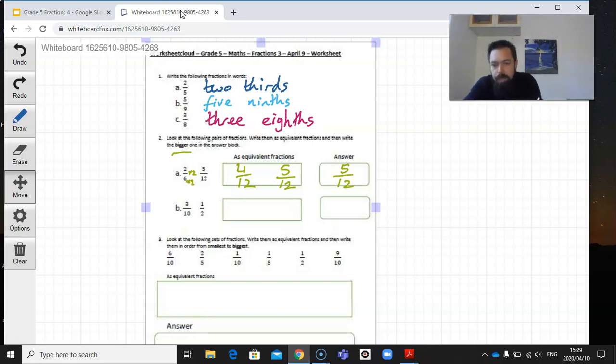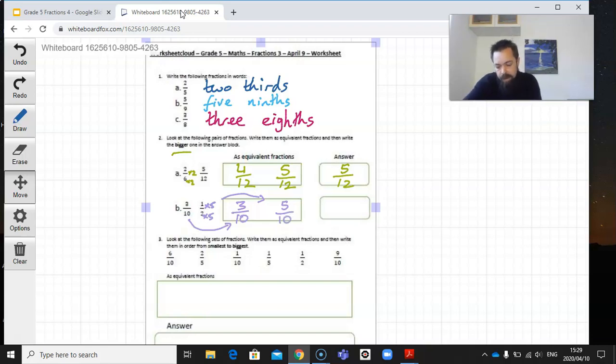Looking at the next one, I notice that I can do something to a 2 to make it a 10. I'm going to times it by 5, and what I do to the bottom, I do to the top. Times that one by 5 too. First one remains the same, unchanged. Comes from over here. The next one, this is the one that changed. 1 times 5 is 5. 2 times 5 is 10.